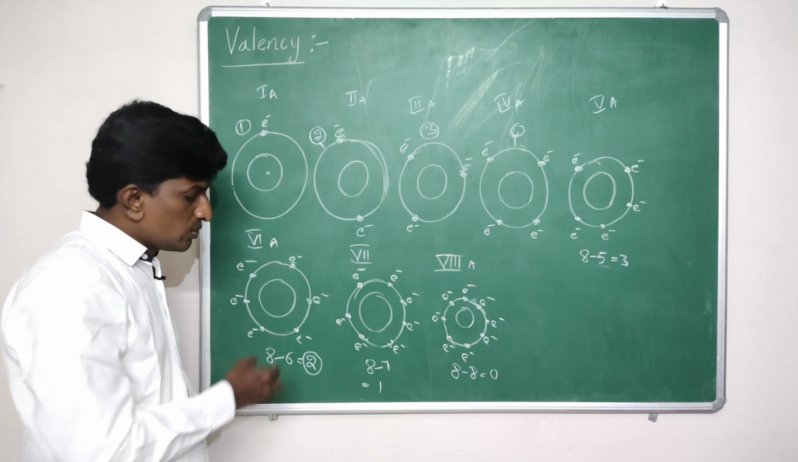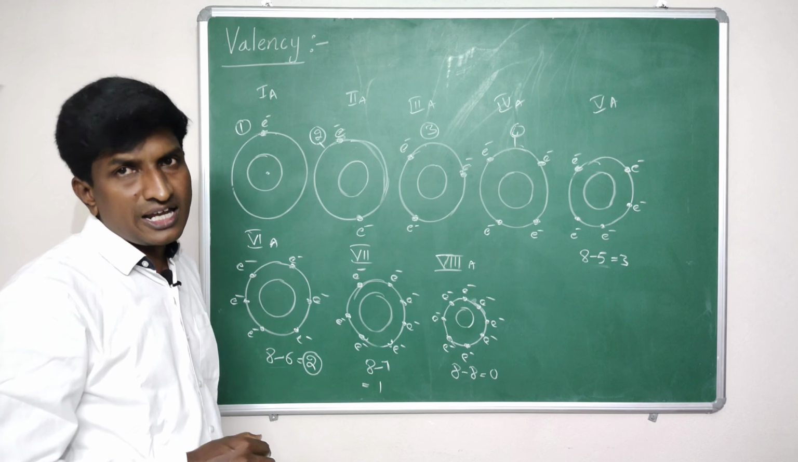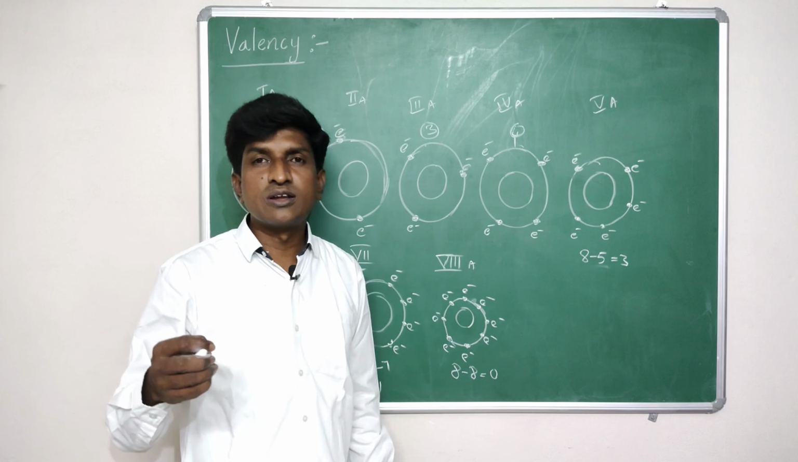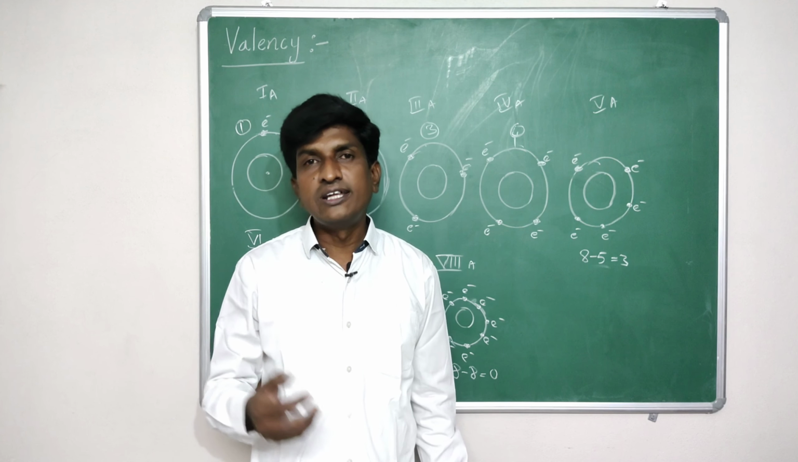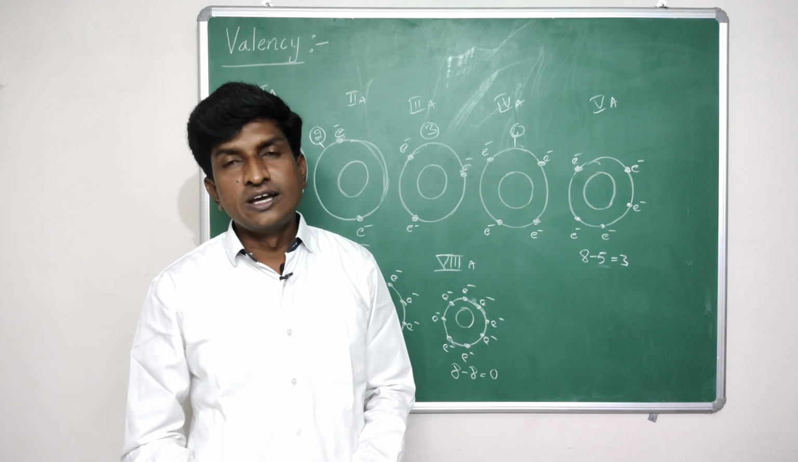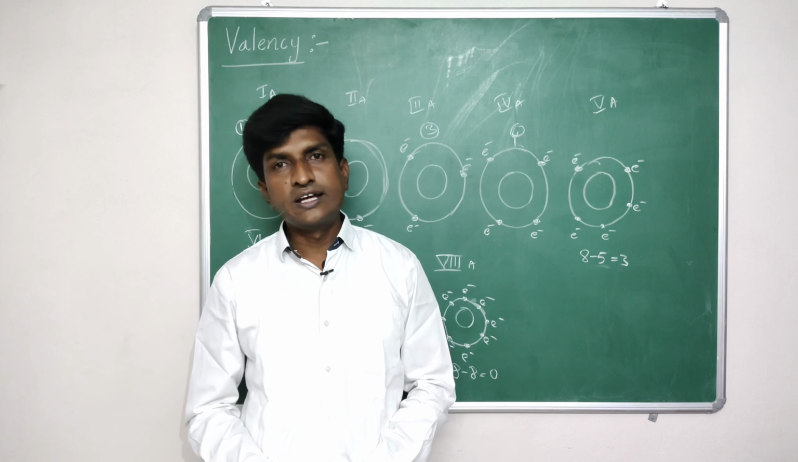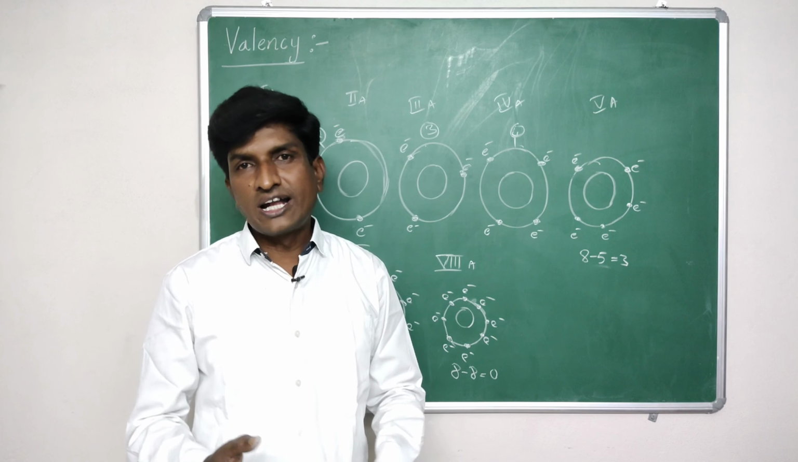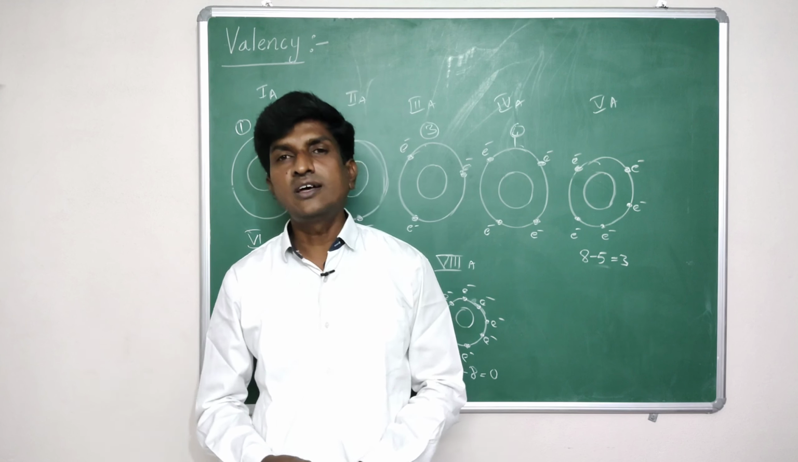So in this way, to get 2 electrons, the element will combine with other elements. In this way, compounds are formed. So the valency represents how reactive an element is. So this is about valency and the variation of valency in groups and periods. In the next class, we will discuss how the atomic radius varies in the periodic table.